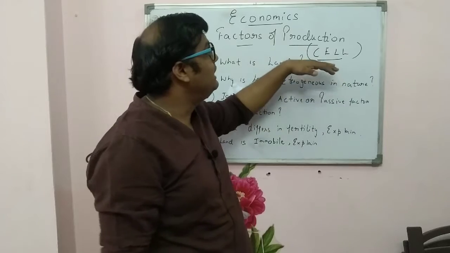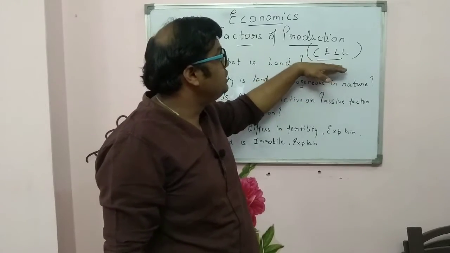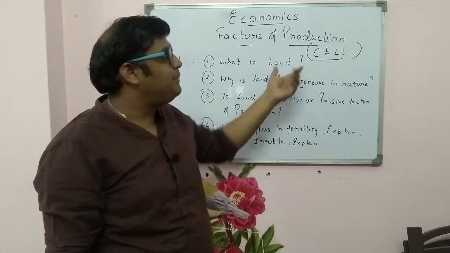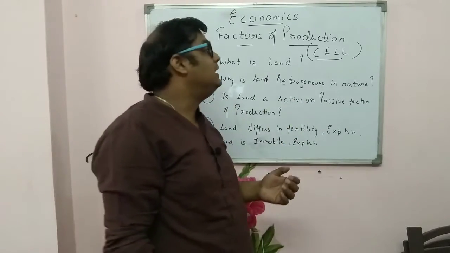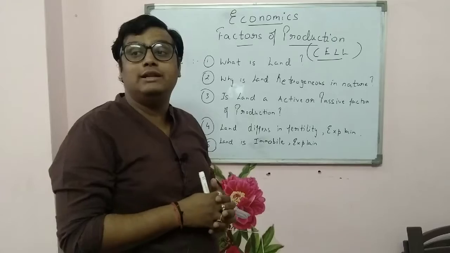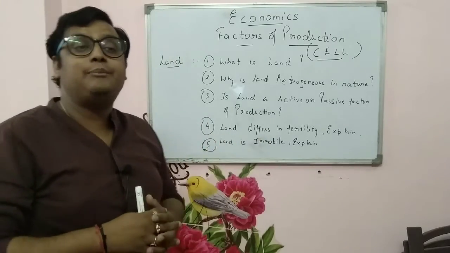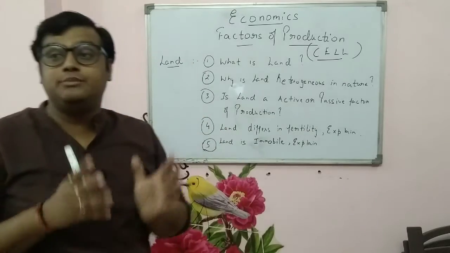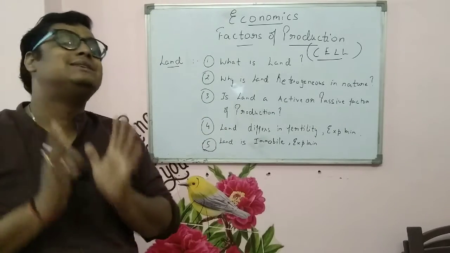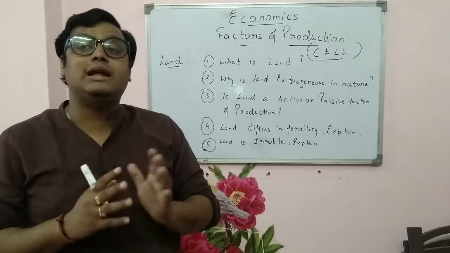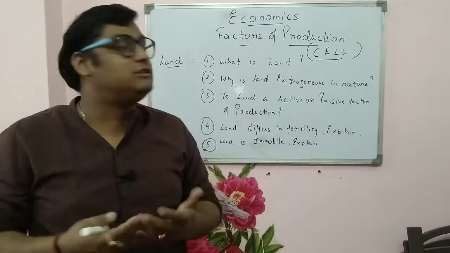SELL is basically capital, entrepreneur, land and labor. What do you understand by the term capital? Capital is basically the money which is employed in the business. You know there are two things, capital and wealth. Capital is the part of money that is employed for further production in your business, that is known as capital. What is wealth? Wealth is basically a part of capital that is being consumed for self-satisfaction.